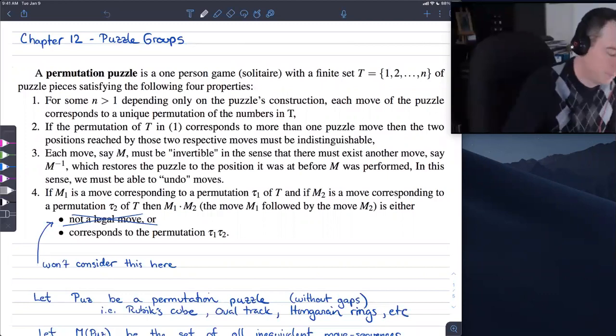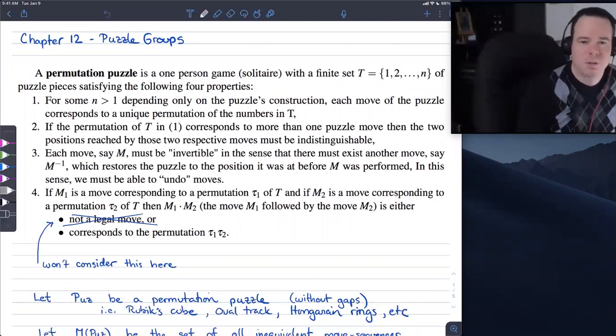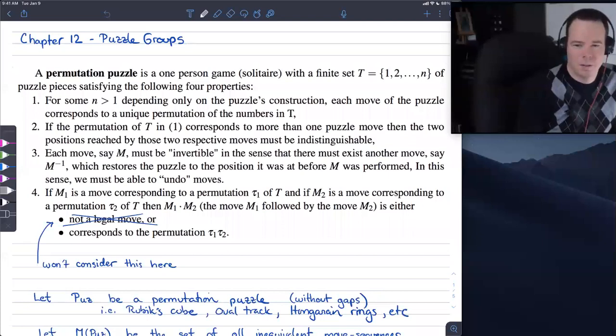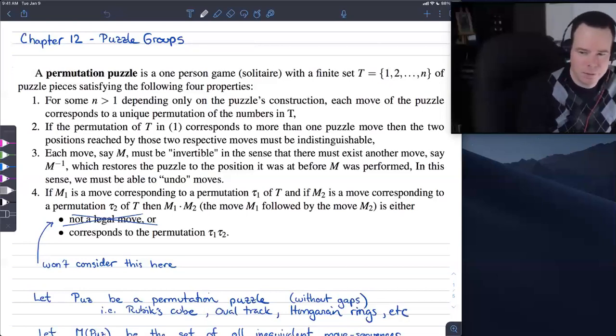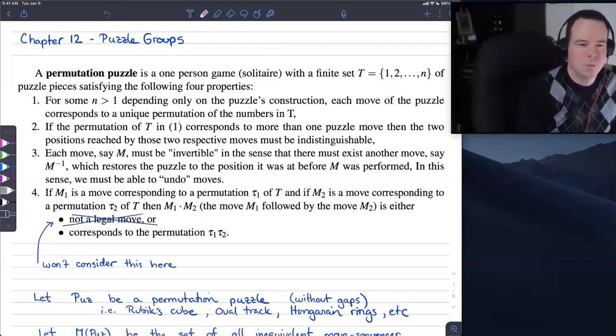So let's get started. So first definition: permutation puzzle, just so we are able to take an object and say, is it a permutation puzzle or not? Can our analysis and tools apply to it? So a permutation puzzle is a one-person game, also known as a solitaire game. And this is in contrast to a two-person game. So when you hear the word game theory, typically that refers to two-person games, two or more persons. And so that's not what we're doing here.